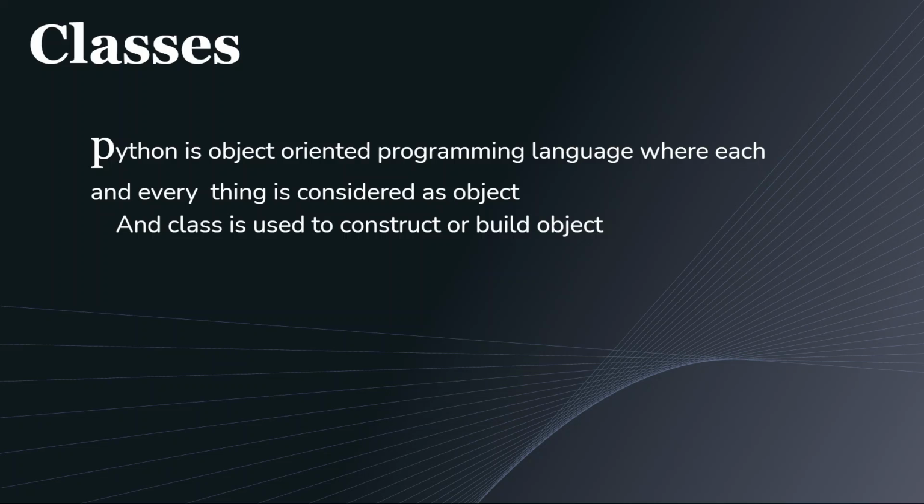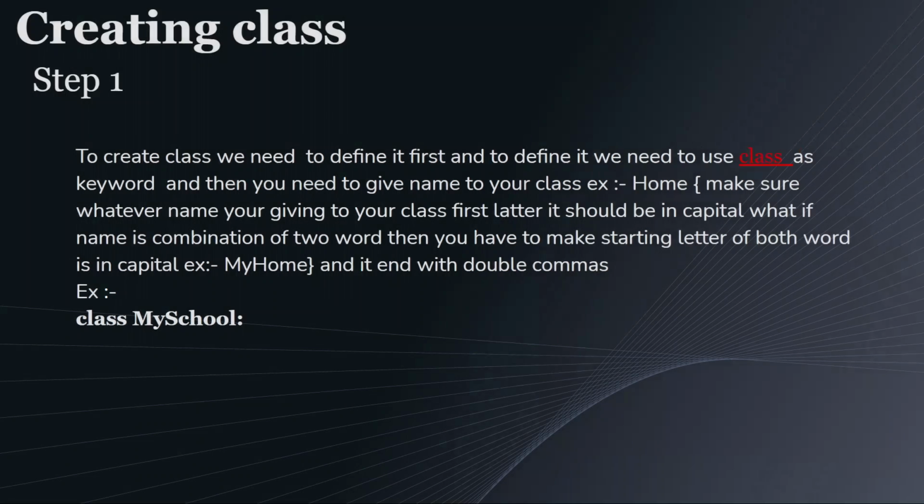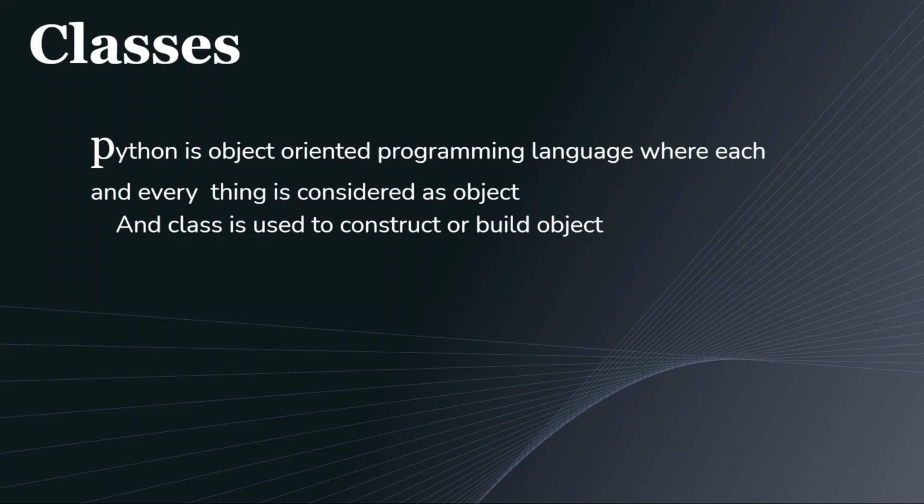So today we are going to learn what is a class. Before moving towards class, let's understand about Python. As we know, Python is an object-oriented programming language where each and everything is considered as an object. And what is a class? Class is used to construct or build objects. That means using class we are building objects.